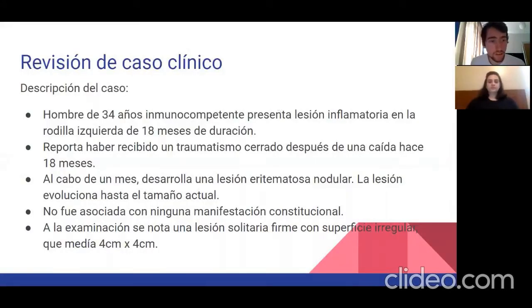So here we have two cases, and you are welcome to review them on your own time. We have information on the description of the case and the pictures, and finally the treatment.